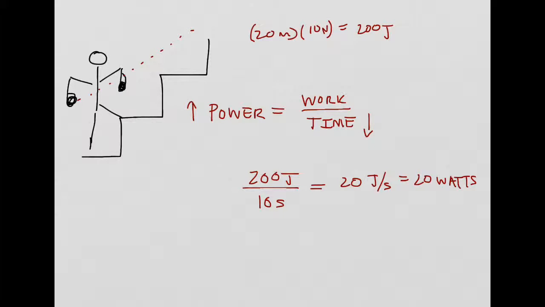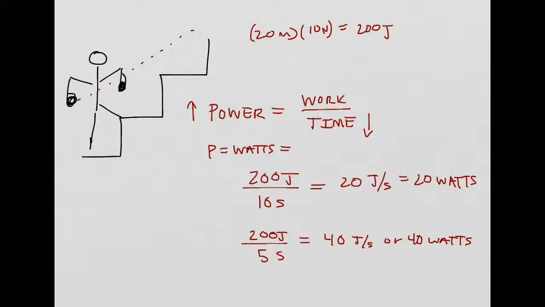Now you can see if we halve the time, still 200 joules of work, but this time done in 5 seconds, we're going to double the power required, for 40 watts of power. So I'm going to write here: power is equal to watts, which are equal to joules per second.